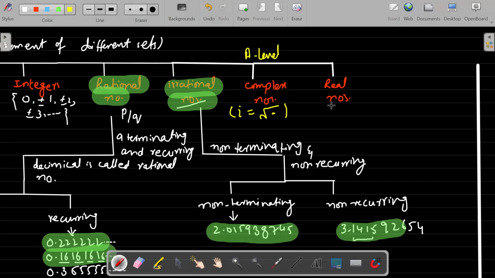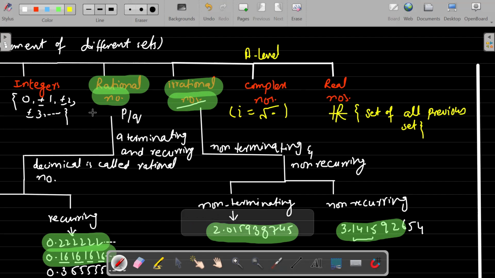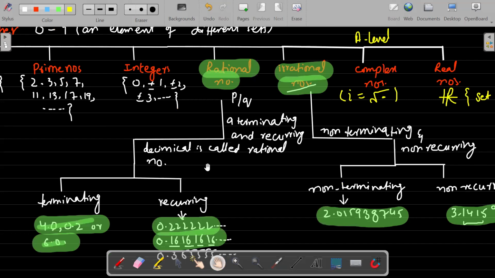And real numbers. The real number set is basically a bigger set. We denote it with this sign. The real number set contains all the previous sets. It is a bigger set. It includes all complex numbers, irrational, rational, integers, and prime numbers. It includes everything.